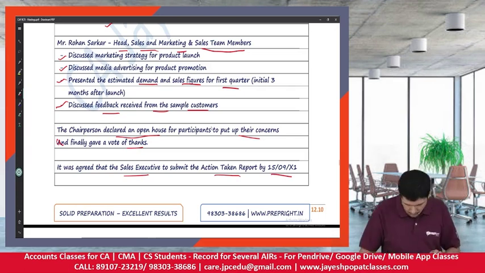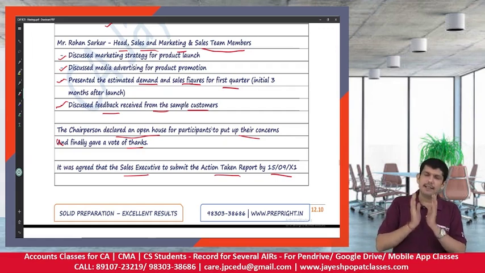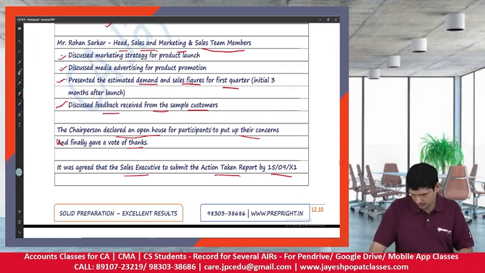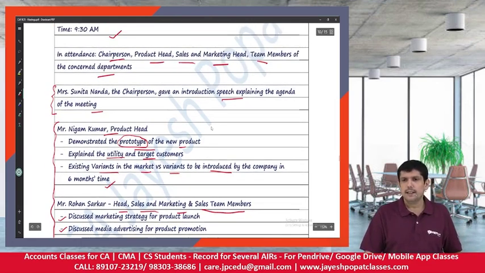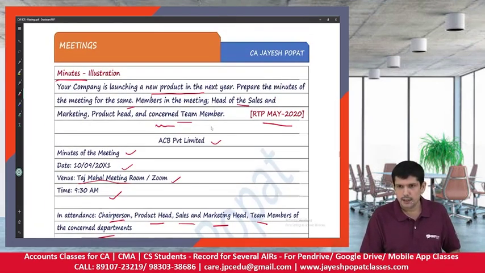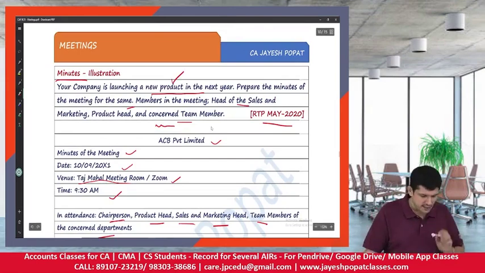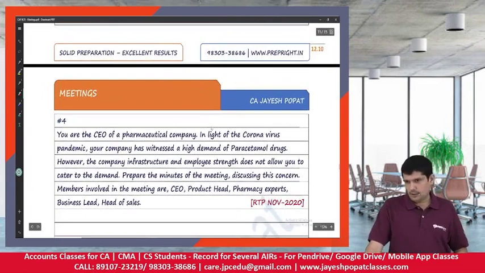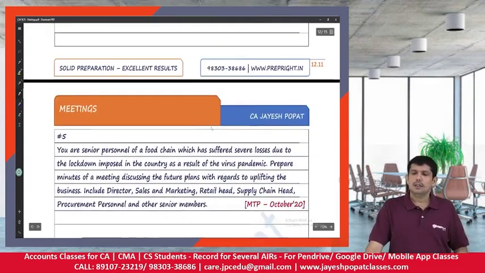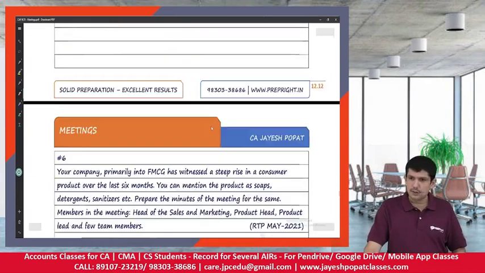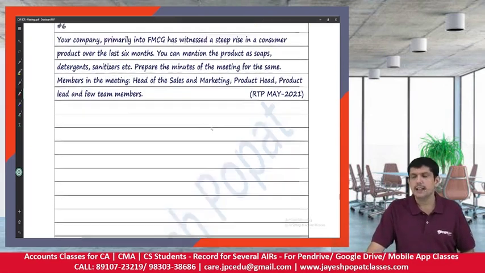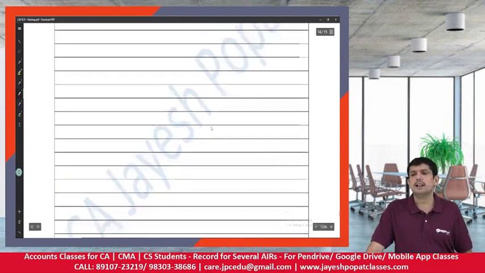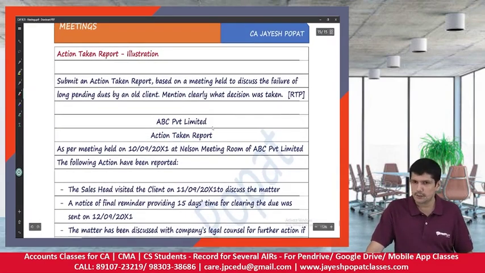It was agreed that the sales executive will submit the action taken report by 15th of September. So by this you could get an idea that it's very simple to draft minutes of the meeting, just that whatever content you put into the minutes of the meeting should correlate with the topic which has been given in the question. If it correlates, your work is done. Now, you would see that there are a lot of topics on which you have to draft the minutes of the meeting. I'll send you an indicative draft from my side, but before that, I need to receive a draft from you as to how well you are able to draft the minutes of the meeting.